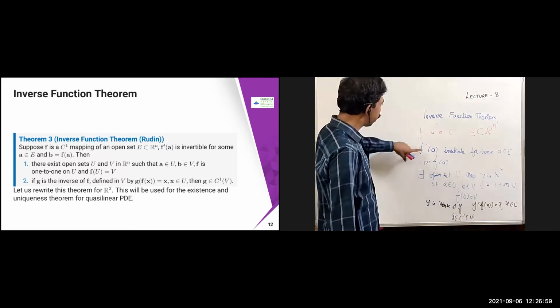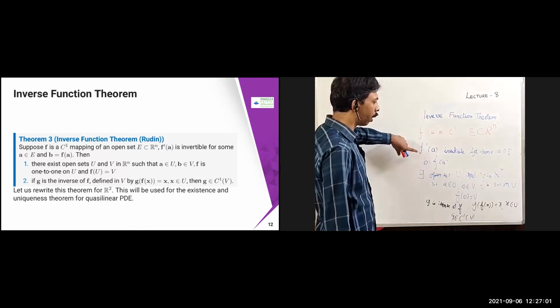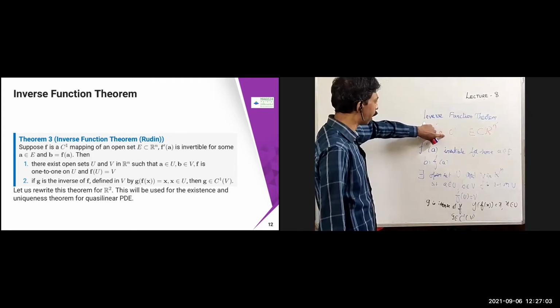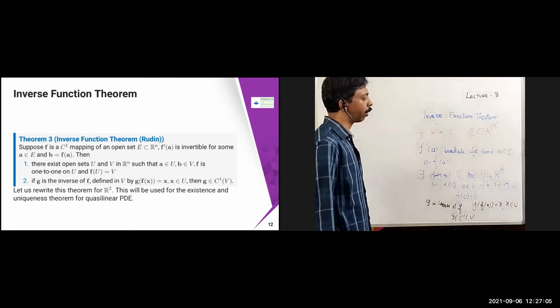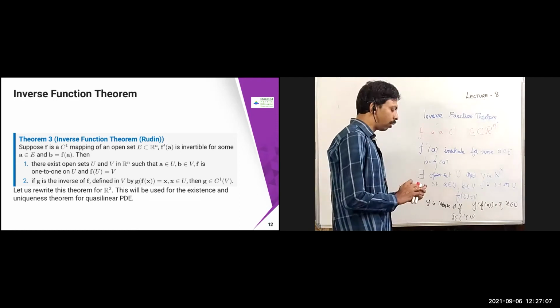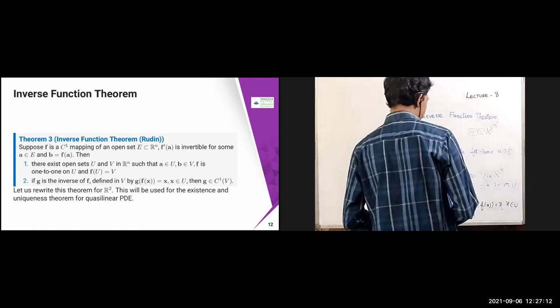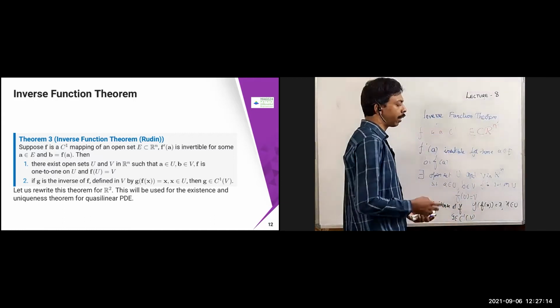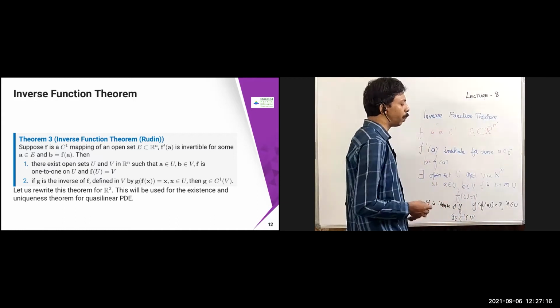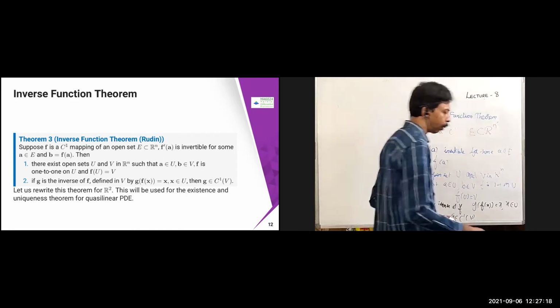F is a C1 mapping, so that means G is in C1 of B. Okay, therefore G belongs to C1 of B. So this theorem you might have studied and proved in the earlier semester. Now we are going to rewrite this theorem for R square. That is going to be helpful for our existence and uniqueness theorem for possibility.